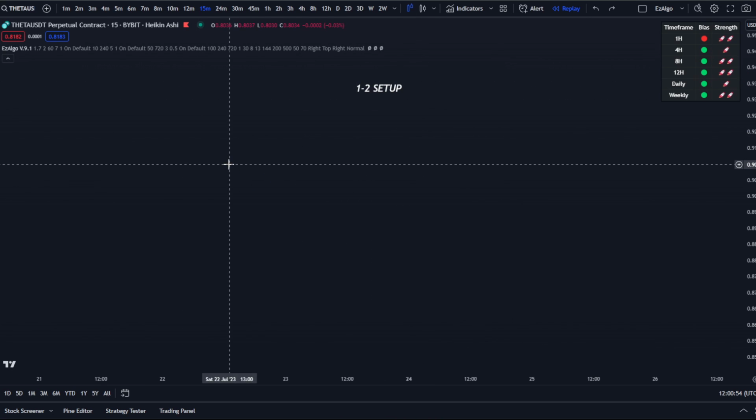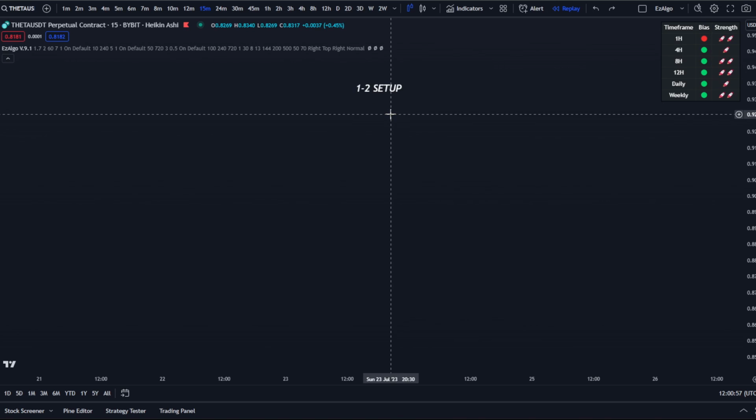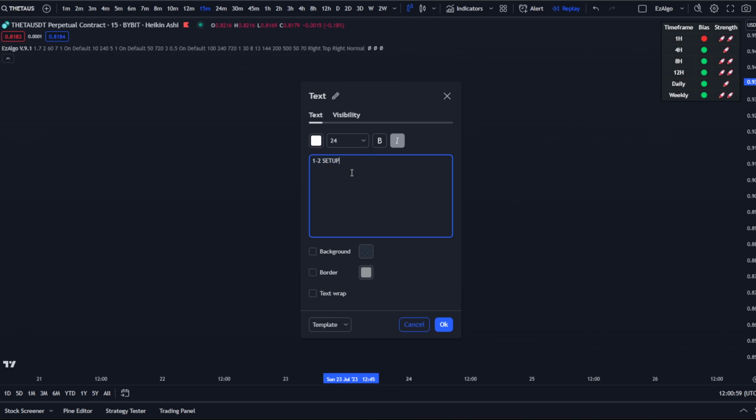Now, this is very powerful on its own. However, we can't rely solely on a break of structure and retest to enter a trade. We need to see a few other things.